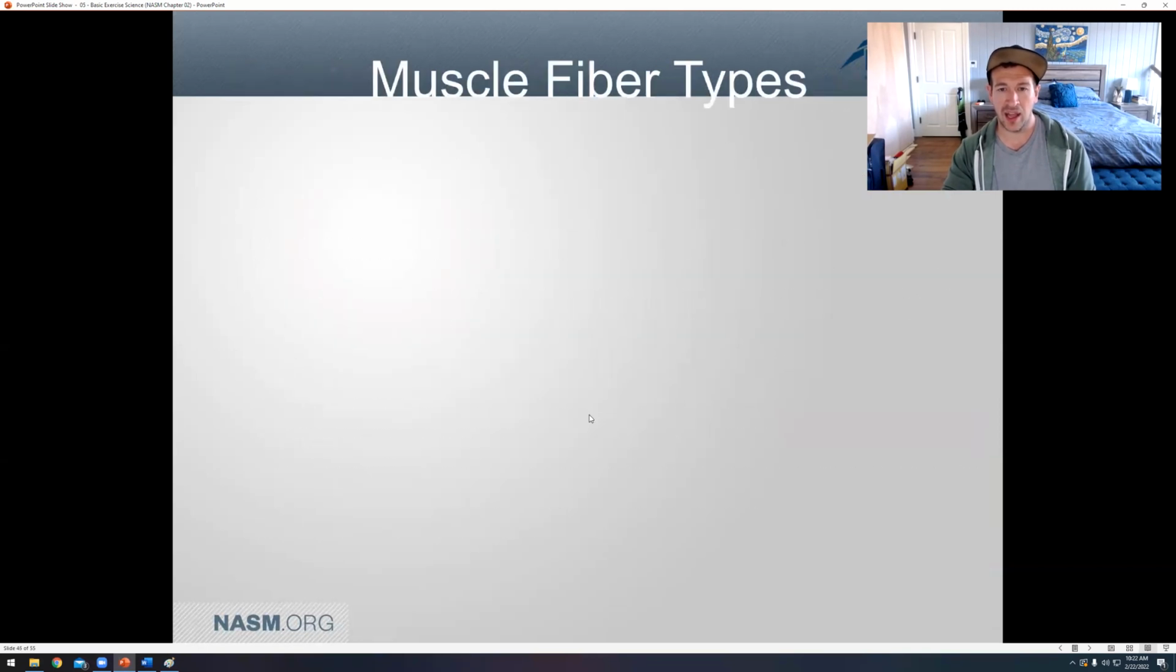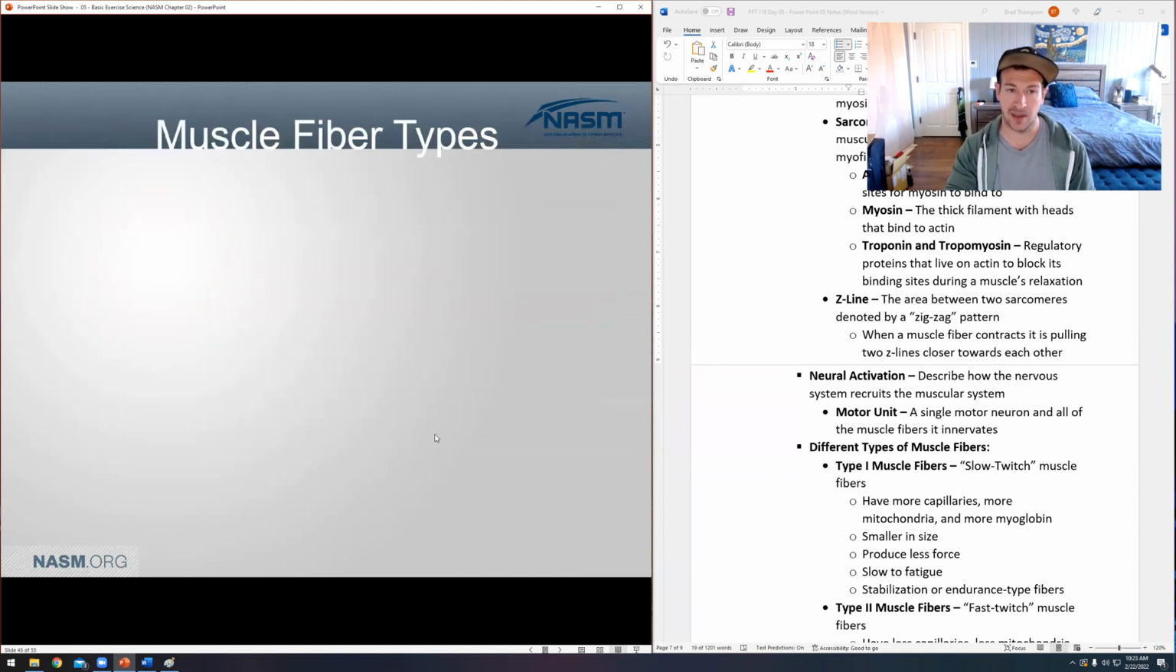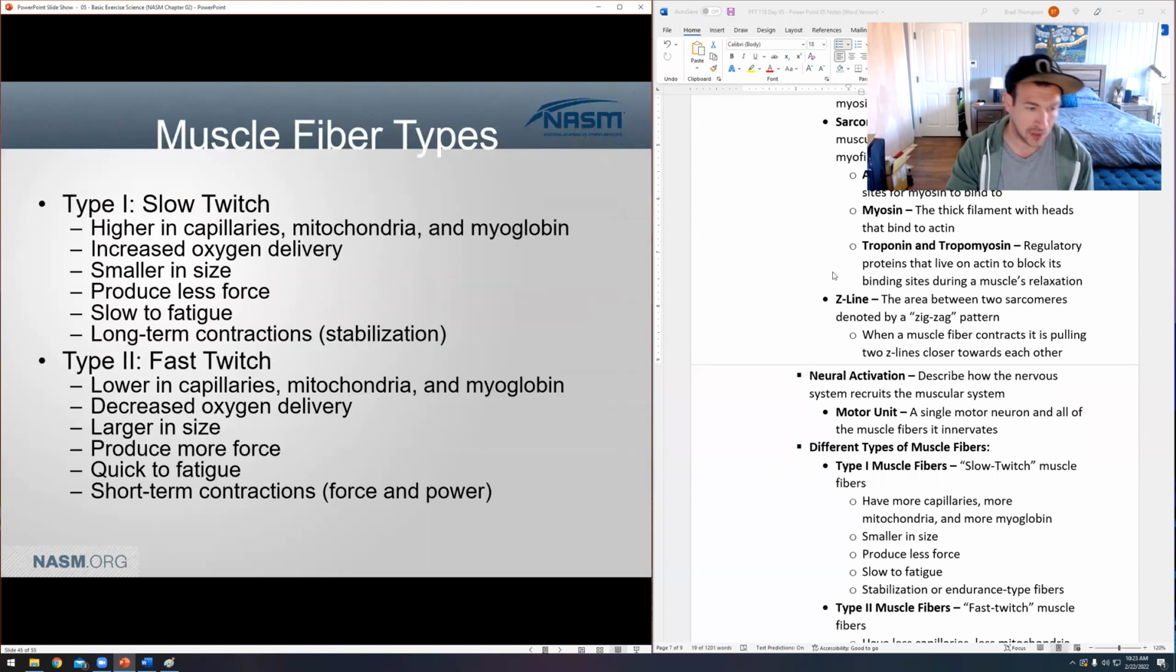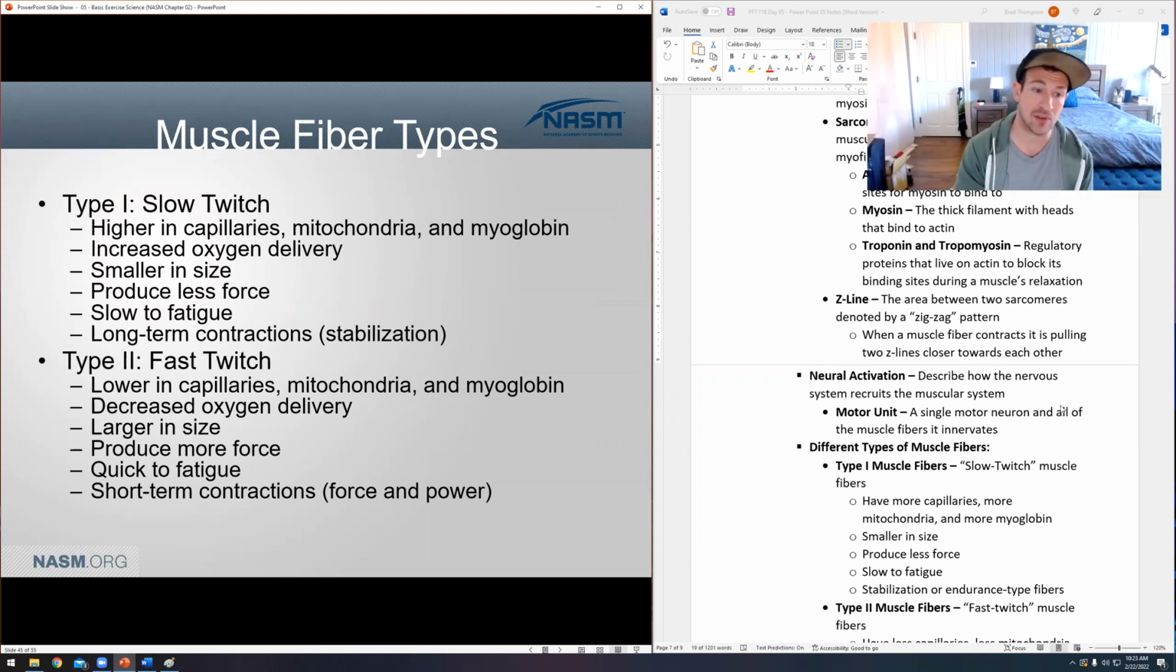And then when that contraction is over, calcium will get flushed out of the sarcomere. The chaperones, troponin and tropomyosin, go back into place, forcing it to unbind with the actin, and that ends the muscular contraction. Whew, that's complicated, right? That is a lot. But that is how muscle contraction works. So there is a lot of chemistry taking place here.